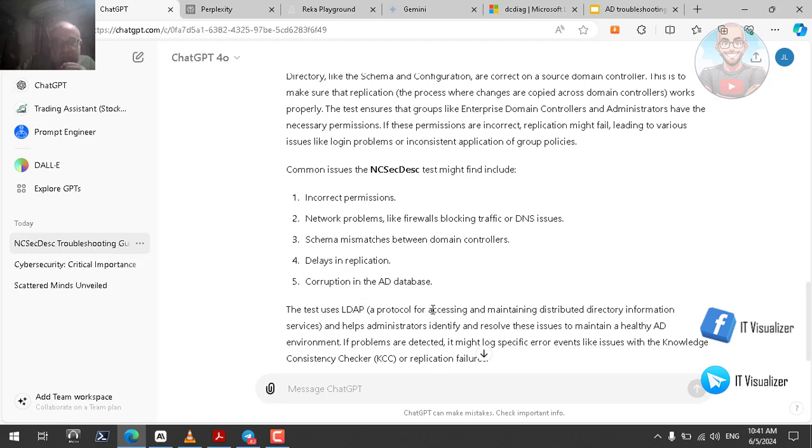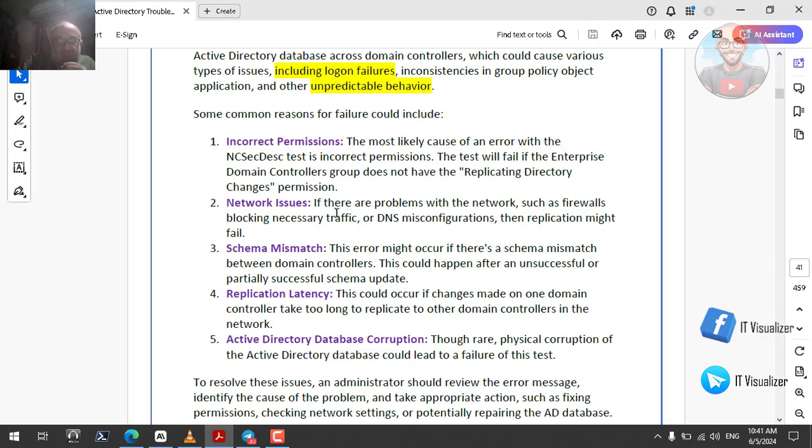The test uses LDAP. Okay, so I think the answer is a little bit not clear. Here it says that common reasons for failure could include, the most common cause of error with the NC test is incorrect permission. The test will fail if the enterprise domain controller does not have the replicating directory change permission. This is what I was talking about.